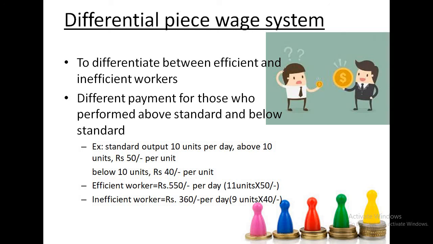One example is given here. The standard output is fixed as 10 units per day. Who makes the standard or above will get 50 rupees per unit, and the one who makes below standard will get 40 per unit. An efficient worker will be producing 10 or more than 10. Say it is 11 units an efficient worker has produced. So 11 into 50, he will be getting 550 rupees per day. And the inefficient worker only produced 9 units, which is lesser than the standard fixed. So 9 into 40, he will get per unit only 40 rupees. So he will be getting 360 rupees per day.